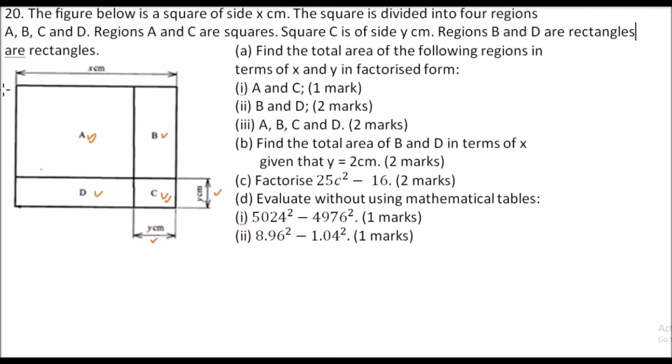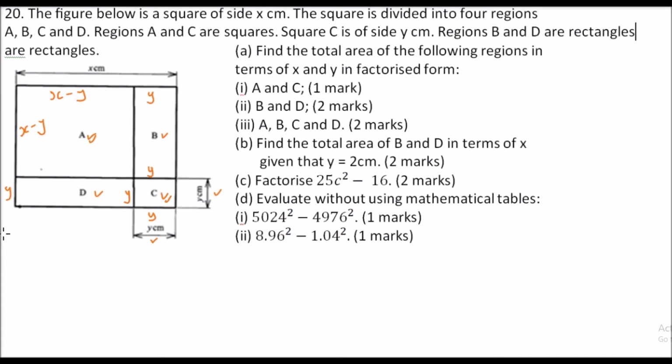So we can say since the whole of this side is x, this is x minus y, and this is x minus y. Here we have y because it's the same as that side. This side is y because it is indicated here, and this side is y. So with all the sides we have there, find the total area of the regions in terms of x and y in factorized form.